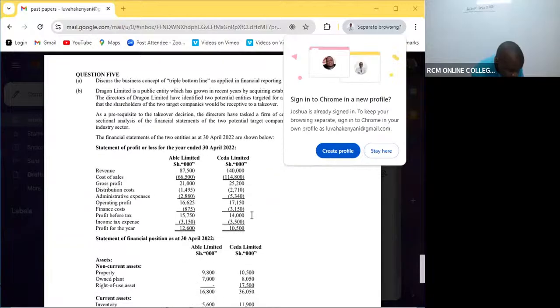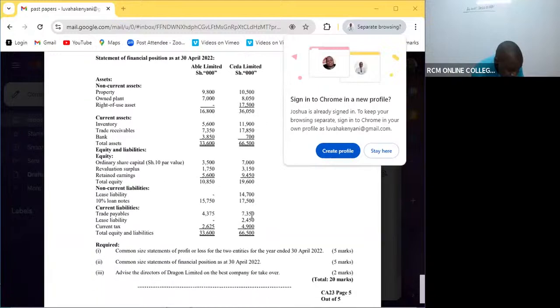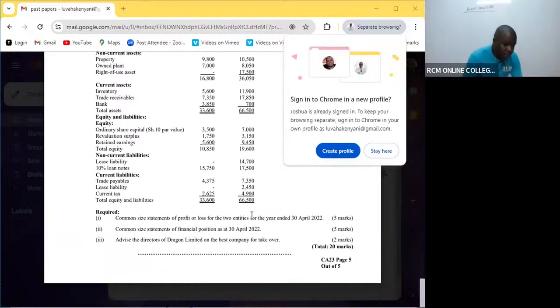We have the statement of the P&L. Then of course you have the statement of financial position, which has been indicated there. So required number one, a common size statement of profit or loss for the two entities for the year ended 30th of April 2022. Then a common size statement of financial position for the two, that is 30th of April 2022.